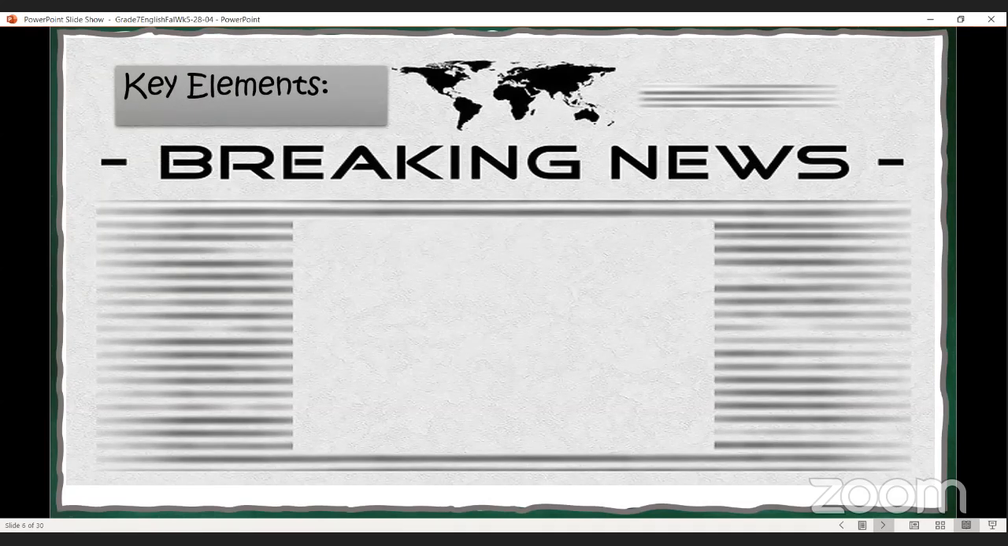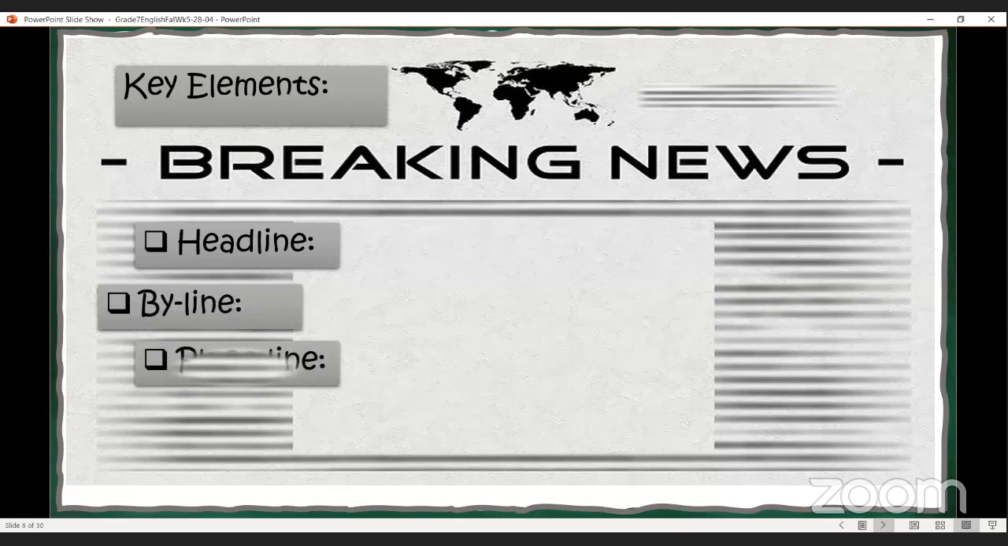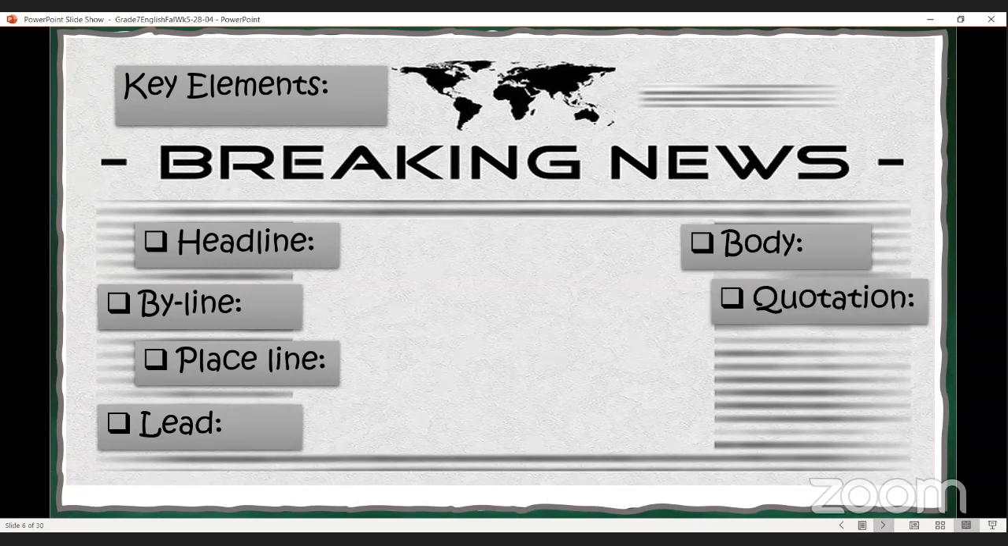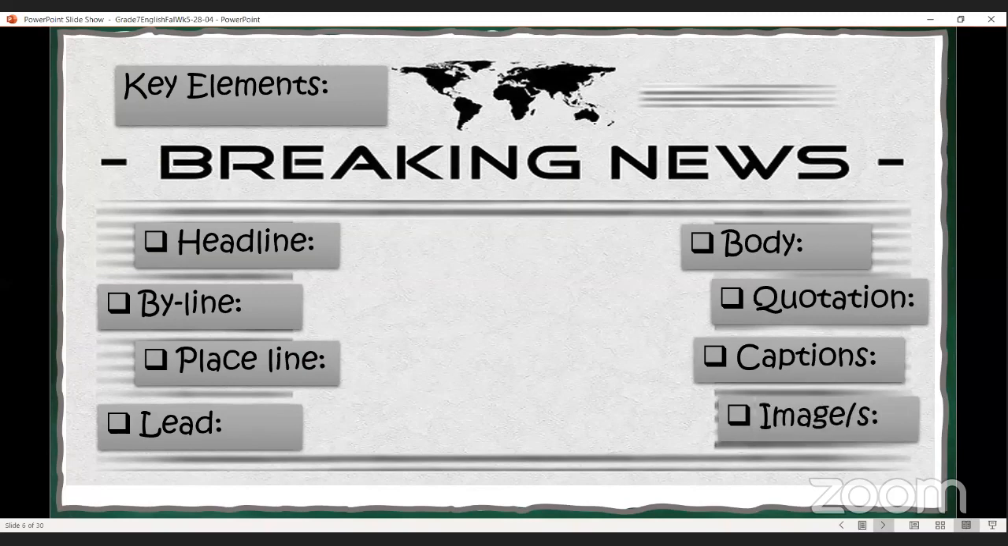Even online, there are key elements to a newspaper article that you need to know. You have your headline, your byline, your place line, your lead, also called a lead paragraph, and your body. When you think of body, think of essays that you've written: you have the introduction, the middle, and the end, and the middle part is called the body of the paragraph. You have a quotation, a caption, and an image.